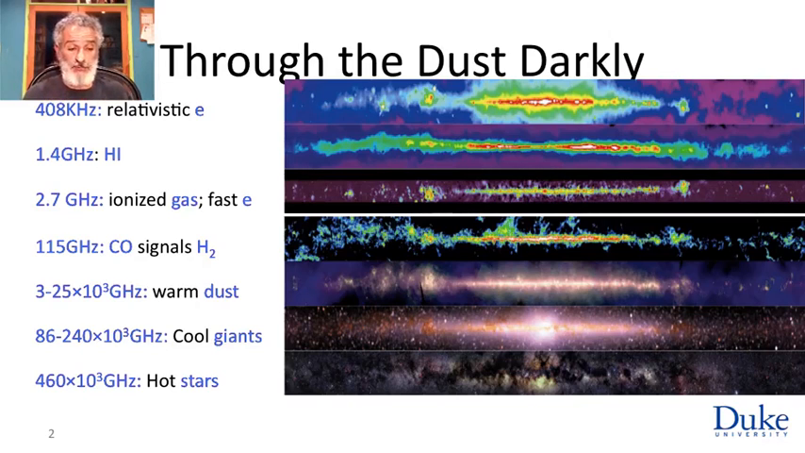Moving to a higher frequency, a still shorter wavelength, 2.7 gigahertz, notice that the wavelength of the 21 centimeter spin transition is rather sharply defined. You change the frequency, and you don't see the atomic hydrogen anymore. At 2.7 gigahertz, we're looking at emissions by ionized gas and also fast, albeit not relativistic, electrons. And again, we see Cassiopeia A as a source.